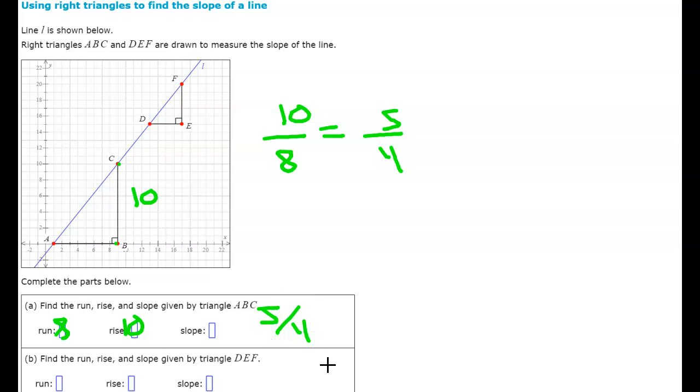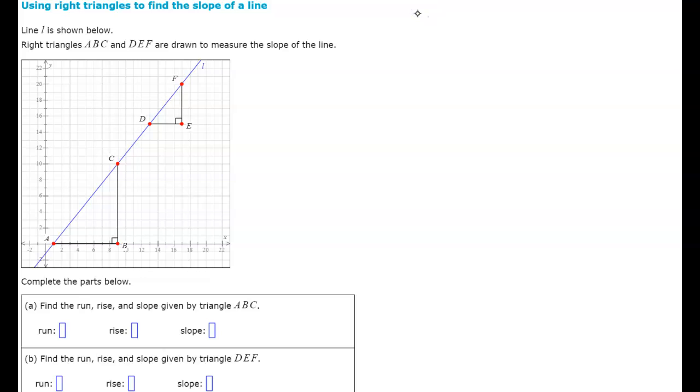Okay, let's go ahead and look at triangle DEF. I like to do the rise first, you guys. So we're moving up from a 15, and we're going all the way up to the 20. So 15 to 20 gives me a 5. The rise is going to be a 5. And then the run is going to go from right here over to here, and that's going to be a 4.